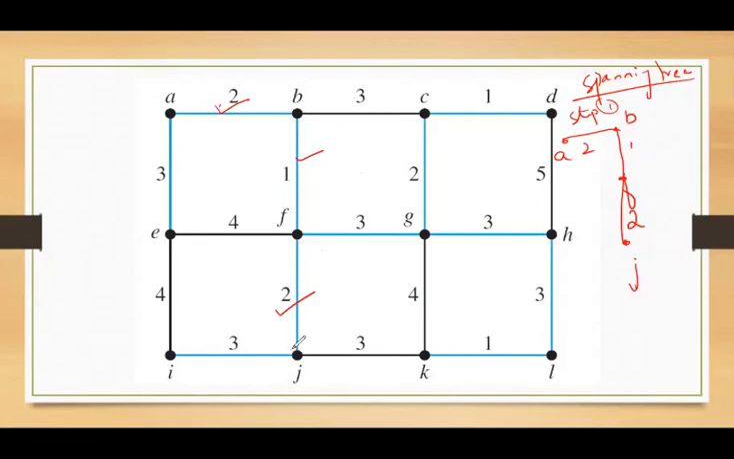After FJ, either you can take IJ. The only condition is it should not form a loop. So either you can take IJ or you can take AE. So I am taking next IJ, which has the weight 3. After that, you can take the next. So IJ is connected to EI, which has the weight 4. So anyway, you can exclude that. So next you can take AE, which has the weight 3.